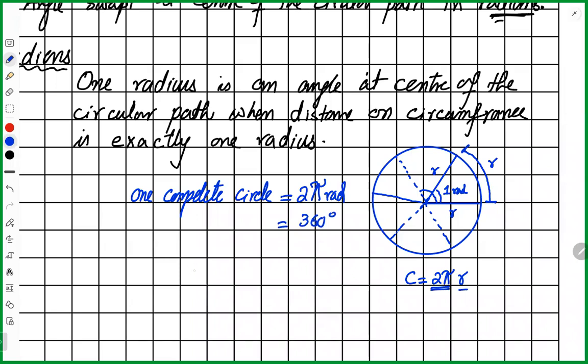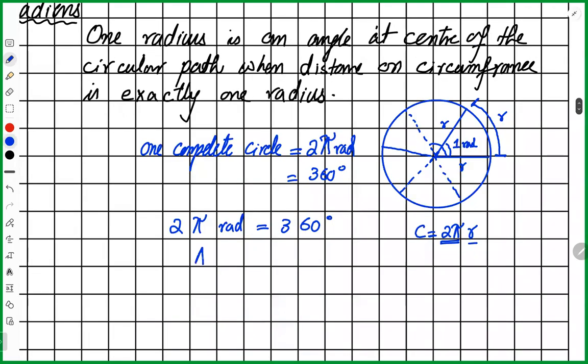So this is very basic information that you need to know, that 2 pi radians is 360 degrees. Pi radians is 180 degrees. You can remember any one of them, it is okay, and you can figure out any degrees in radians or radians in degrees.